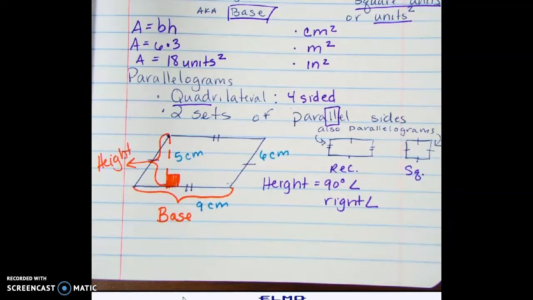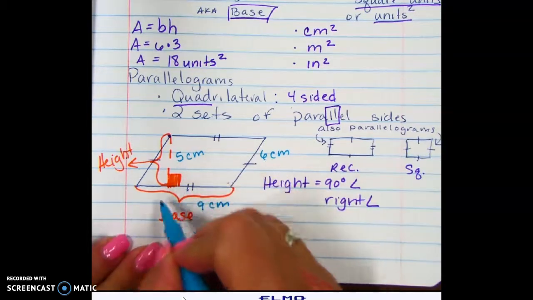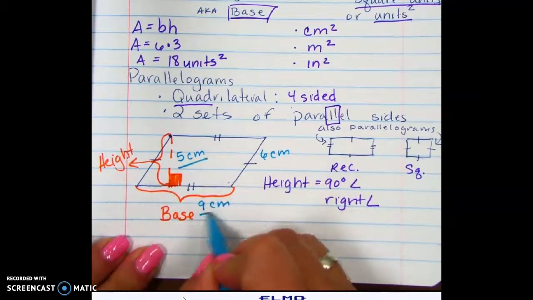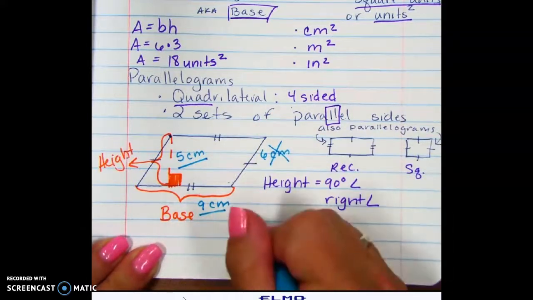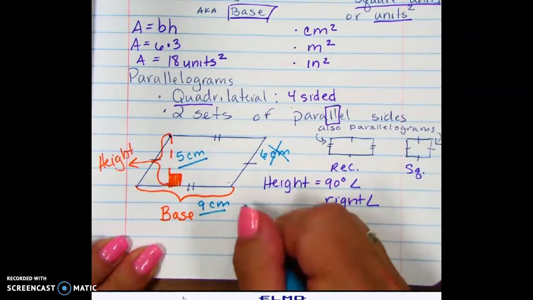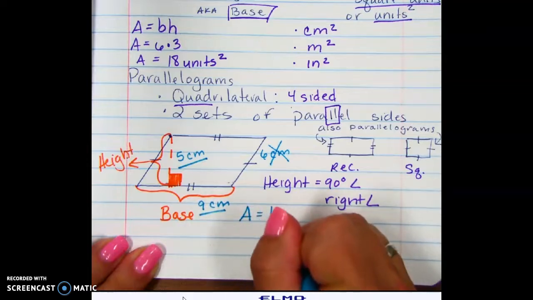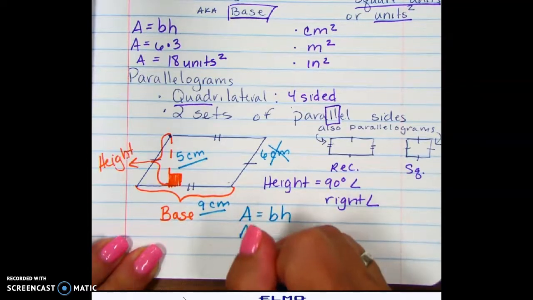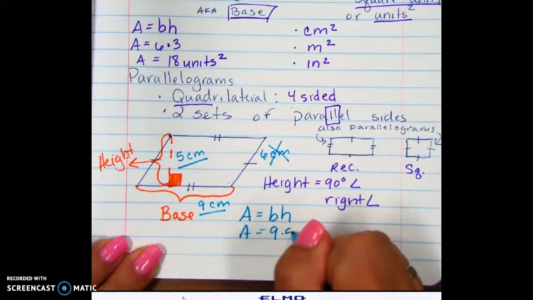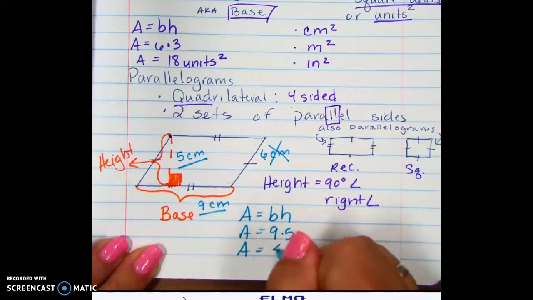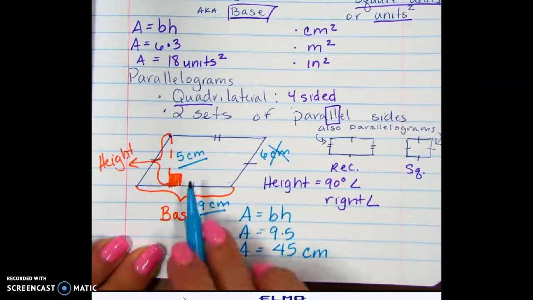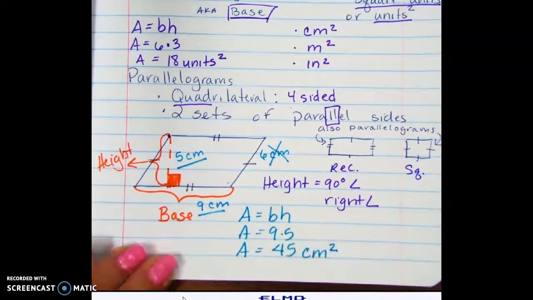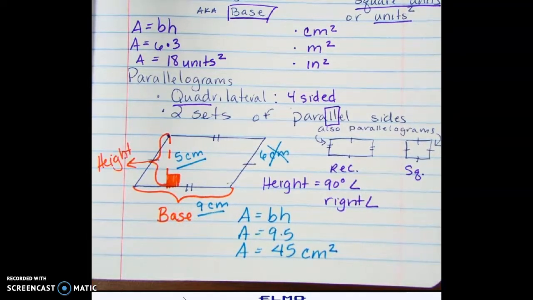I would use my height and my base. So what do I do? Just like I did before. Area equals base times height. Area equals 9 times 5. Area equals 45 centimeters, two dimensions, squared. And that, my friends, is area.